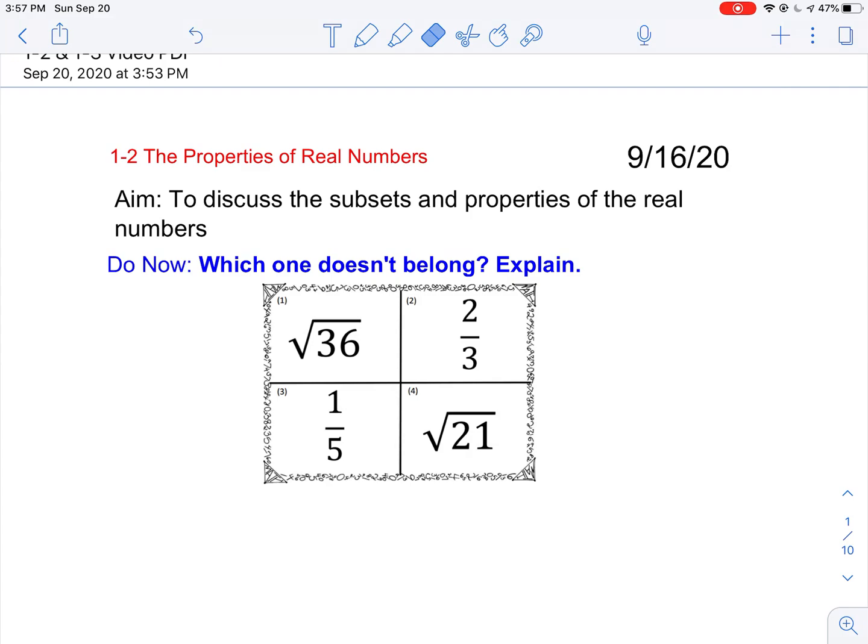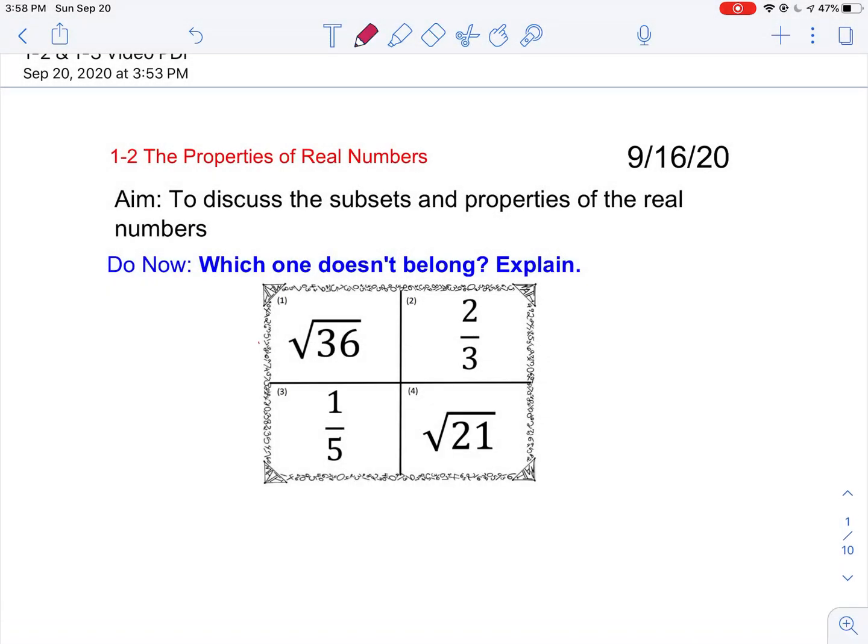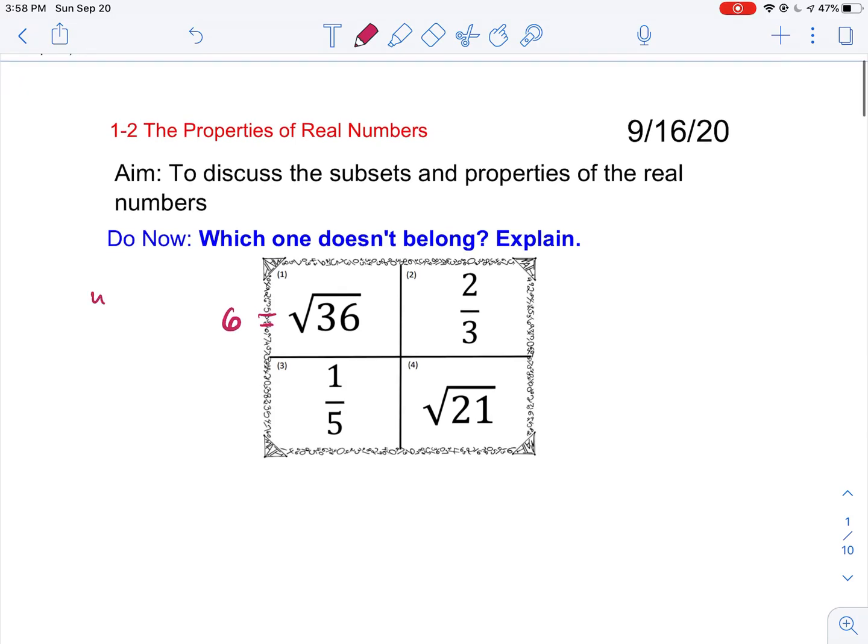For instance, number 1, what do we know about this? It's the square root of 36. Well, hopefully we recognize that 36 is a perfect square. So when we simplify this radical, it simplifies to 6. This we know is called a whole number. Okay? It is the only one of the four numbers that is a whole number, meaning it doesn't have a decimal. It's a nice clean value. So that makes number 1 different.